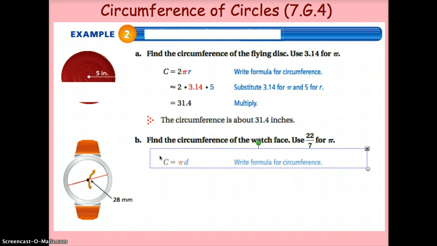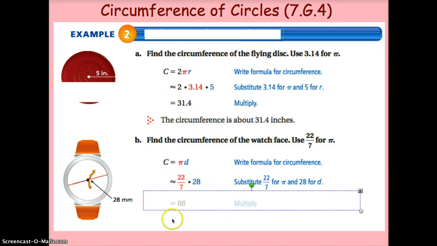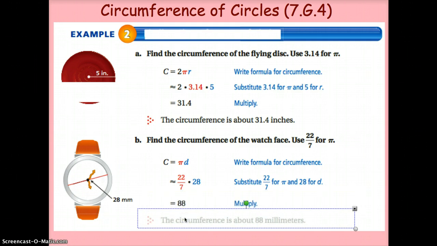So let's go ahead and write down our formula. For pi, we're going to plug in our fraction, 22 over 7. And then for diameter, we're going to plug in 28 millimeters. Okay, of course, we're going to put 28 over 1. Notice here I can cross cancel the 7 and the 28. So this will end up becoming 4, and this one would become 1. Now I can simply do 22 times 4. And with 88, the circumference is about 88 millimeters.